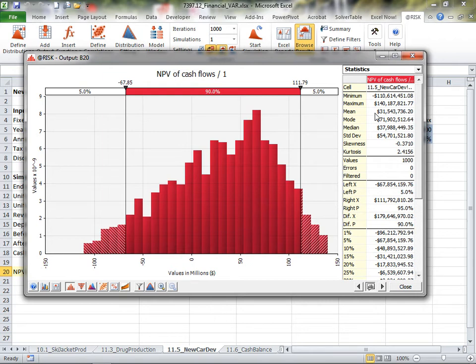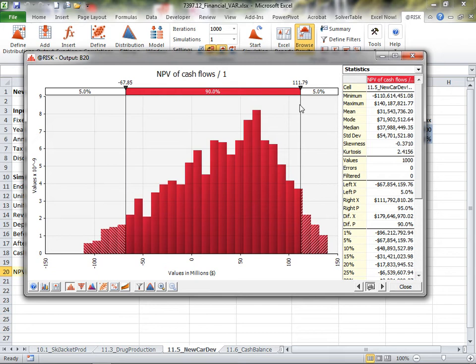So the question is, first of all, should you undertake this project? Well, positive net present value argues yes, that you should undertake this project, assuming you have $700 million that you can invest.